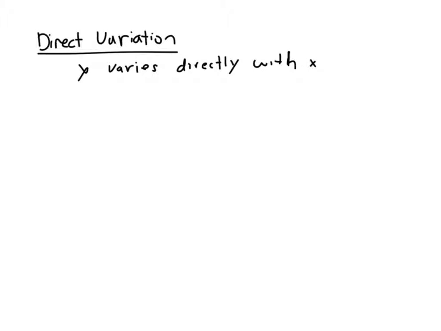In this video, we're going to talk about direct variation, and we'll give a few examples. So, say y varies directly with x. What does that mean? Mathematically, that means y equals k times x, where this k is called the constant of variation or the constant of proportionality. So you might hear it referred to as those things.